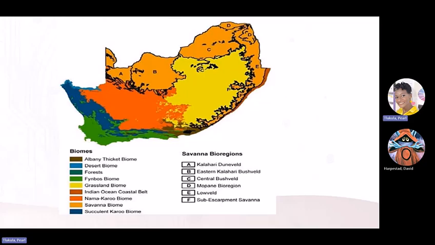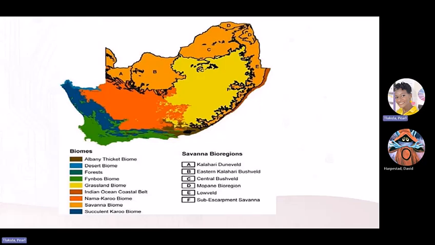Let's find out. In South Africa, we have how many biomes? Let's read. It's the Albany thicket biome, the desert biome, the forest biome, the fynbos biome, the grassland biome, the Indian Ocean coastal belt, the Nama Karoo biome, the savanna biome, and the succulent Karoo biome. How many are they? 1, 2, 3, 4, 5, 6, 7, 8, 9. So we have 9 biomes in South Africa.